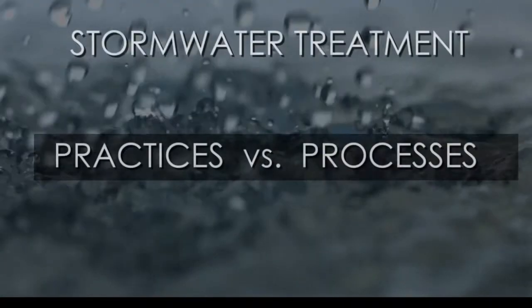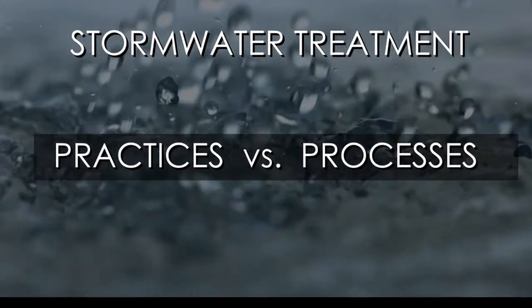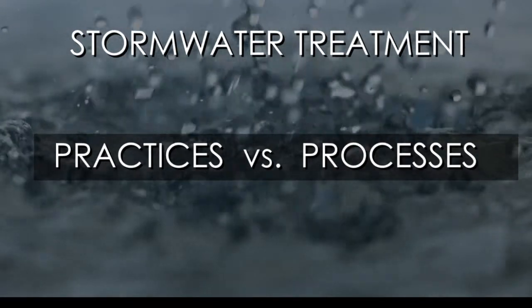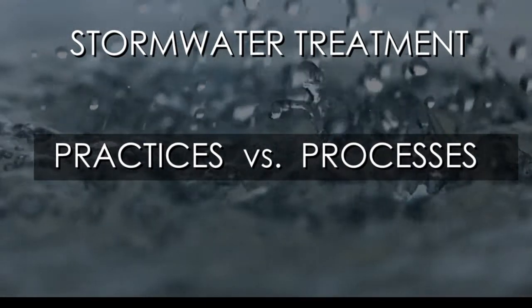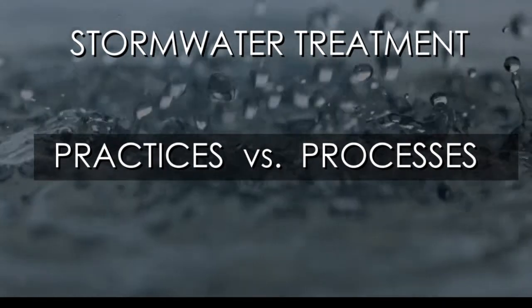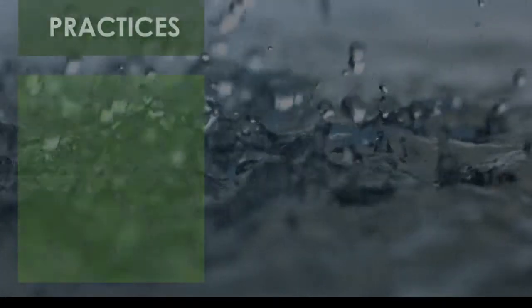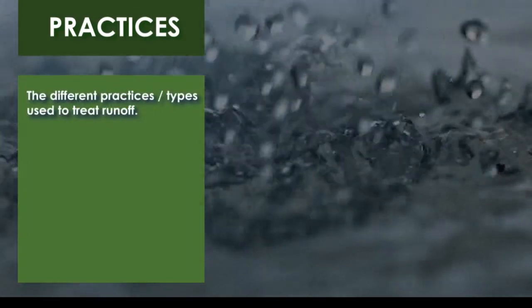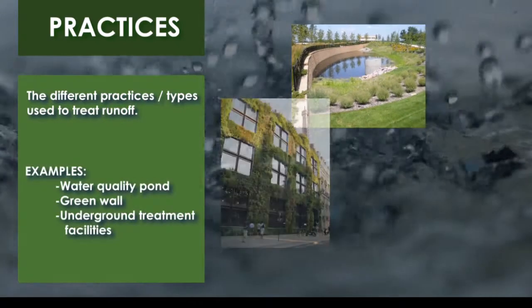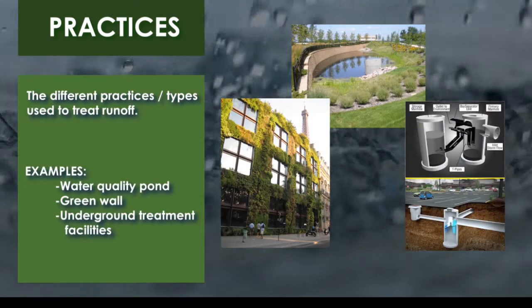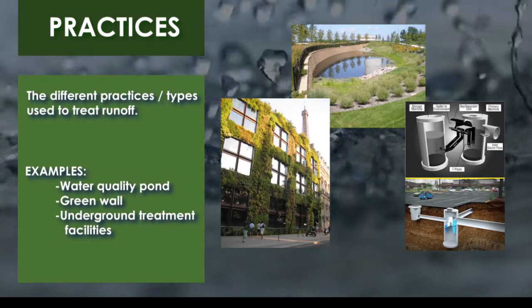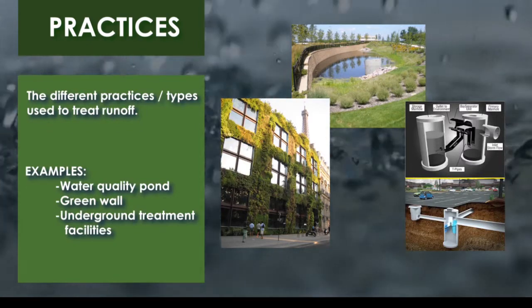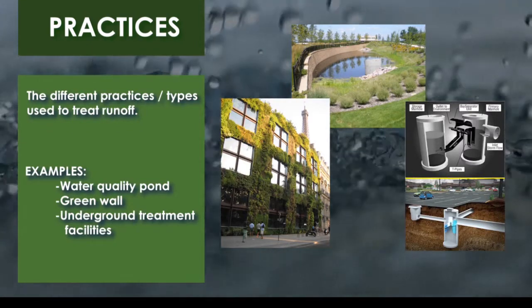Stormwater treatment practices versus stormwater treatment processes. So what's the difference between the different types of stormwater practices versus that of stormwater treatment processes, concepts, or mechanisms? Well, as we have covered earlier, stormwater treatment practices are the many different stormwater practices or types that we use to treat runoff. A water quality pond, a green wall, and underground treatment facilities as pictured here are all examples of different types of stormwater treatment practices, where each one is used to treat runoff or eliminate pollutants, but each uses a little different process to do that.